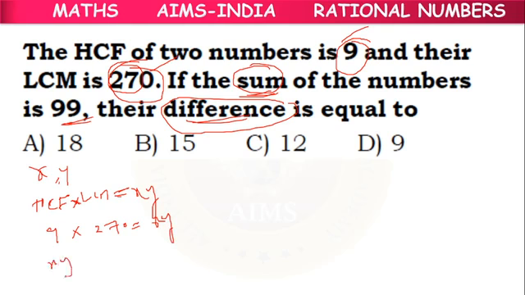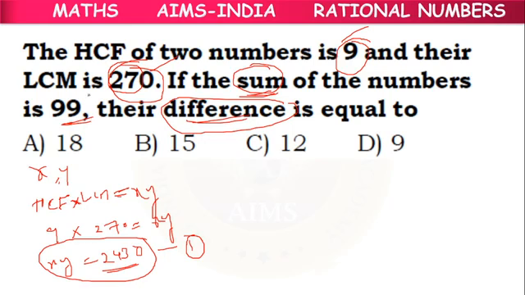Or we can write xy equal to 9 times 270. 9 sevens are 63. 6 is remaining. 9 twos are 18 plus 6, 24. 2430. We have got one relation: xy equal to 2430. That is the first relation.